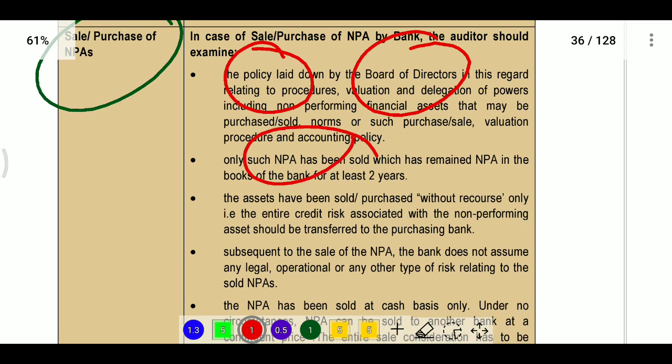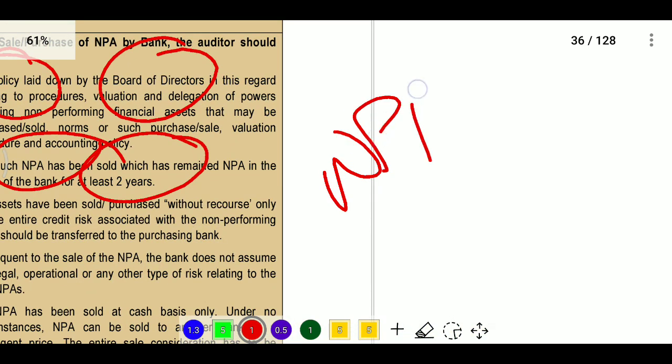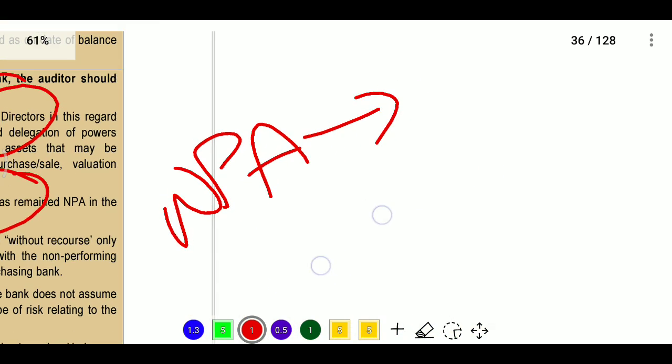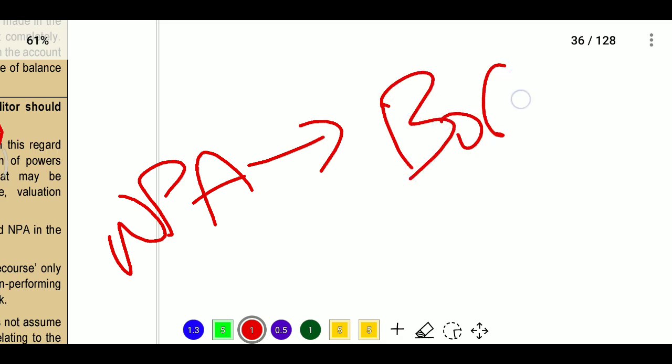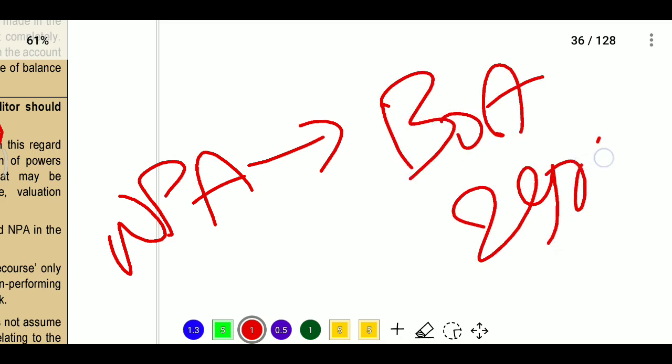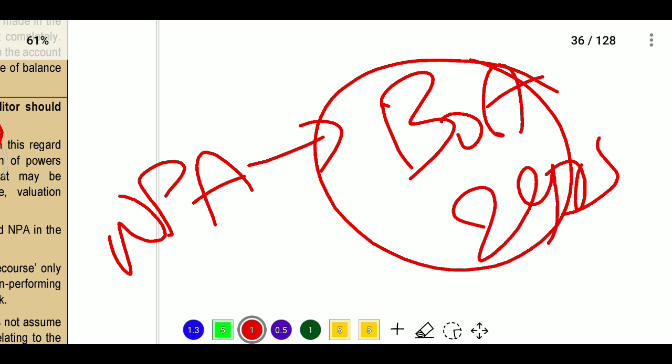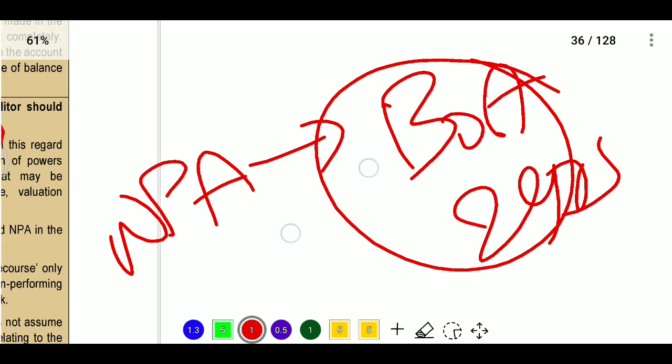Only such NPAs should be sold which have remained NPA in the books for at least 2 years. So if you are selling an NPA, that NPA must have stayed in the books of accounts for at least 2 years, and the NPA must have been sold or purchased on a without recourse basis.